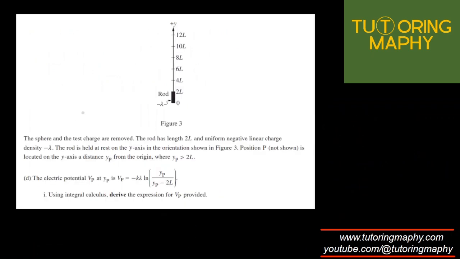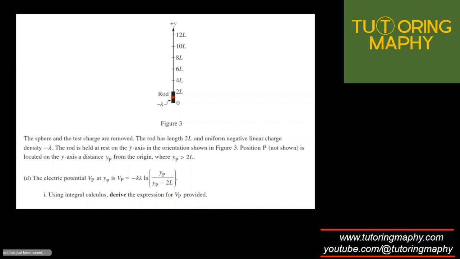All right, the next one: the sphere and the test charge are then removed, and there is a rod of length 2L with a uniform negative linear charge density, negative lambda. The rod is held at rest, and there is a point yp on the y-axis such that it is greater than 2L. The potential at that point is given by this expression, so we need to derive this. Okay, all right, we can do that.